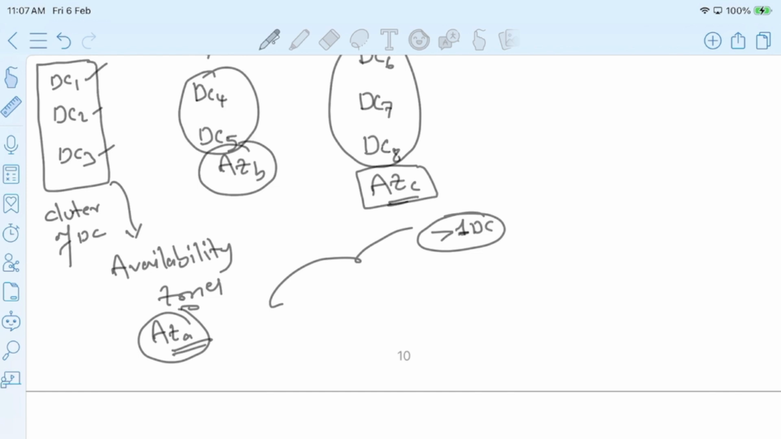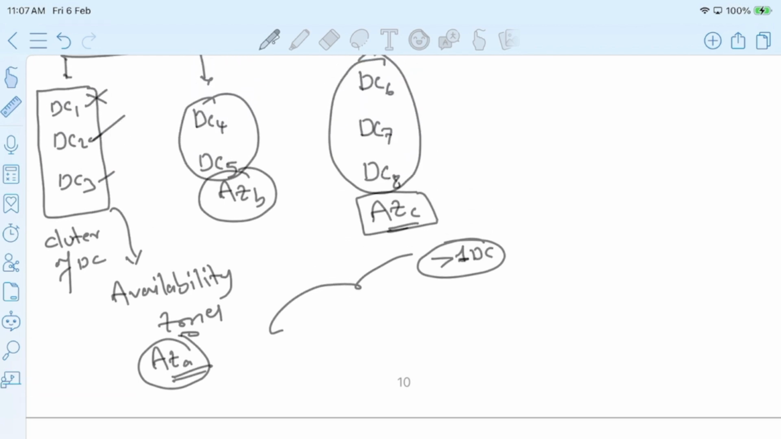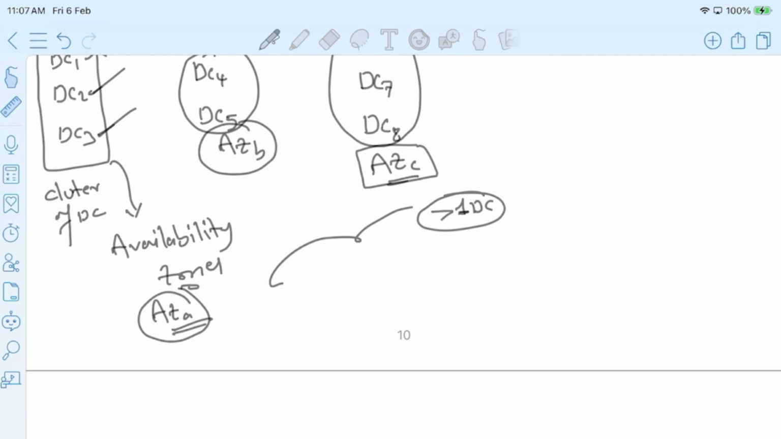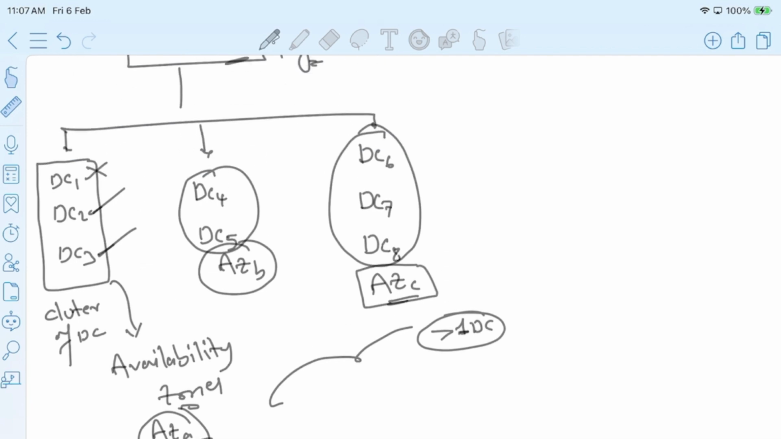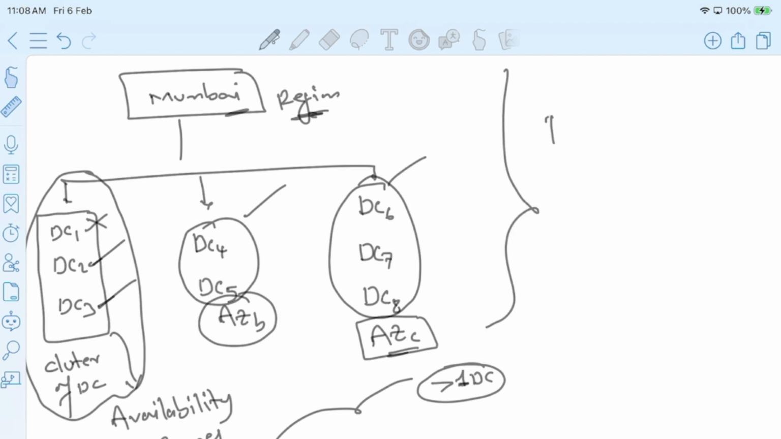Why more than one data center? If anything happens to one data center, the other machines are still ready to take that workload and provide the services to the users from this region. You might ask, then why do we have more than one availability zone? One availability zone is enough, no? Availability zone A is enough in this region. Why has AWS created many availability zones? Yes, it is because of fault tolerance.